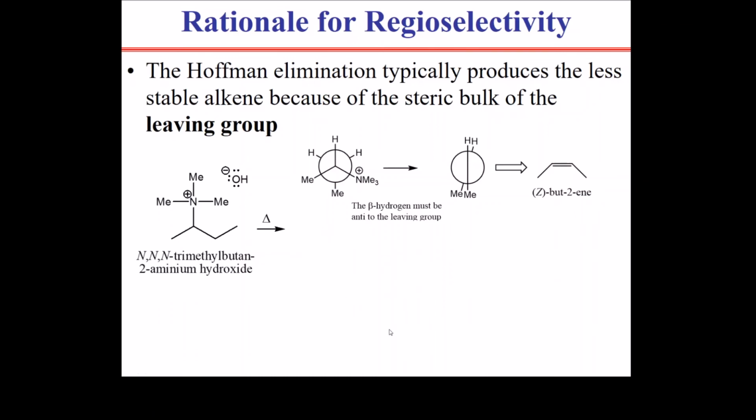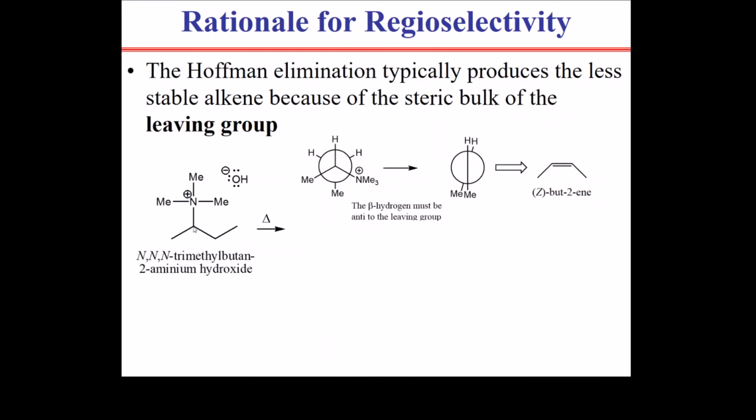I'm going to cover up the image down here on the bottom so that you look at the thing that I want you to look at. So consider this example, a fairly simple example. This is a butane, and on the 2 position of the butane I have a leaving group. The leaving group happens to be this very large nitrogen group right here. And the hydroxide is complexed with this. We heat this up and that activates the hydroxide as a base.